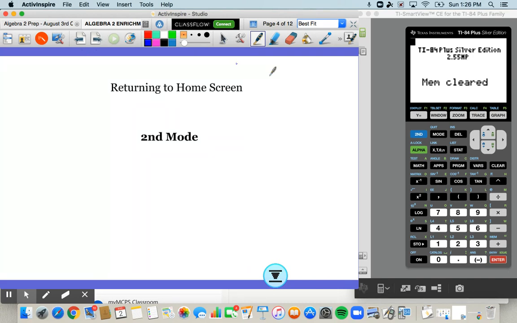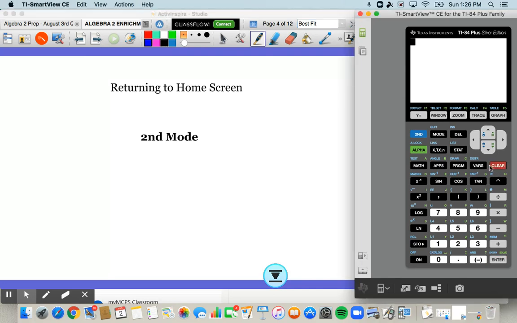Returning to the home screen. I put this one on here because I feel like we tend to have some issues with this. So let's say you click and you're into something and you don't know what it is. I'm going to try to come up with an example. Sometimes if you try to graph something and just push clear, it's not getting me out of it. And I'm like, oh my God, I'm so frustrated.